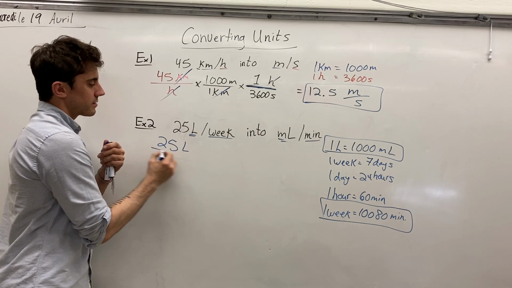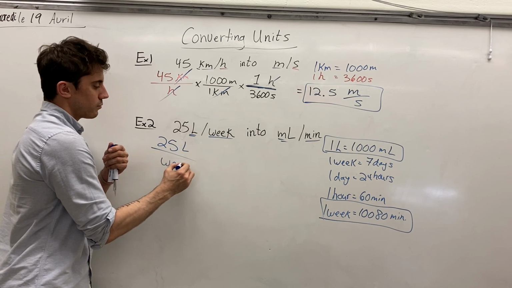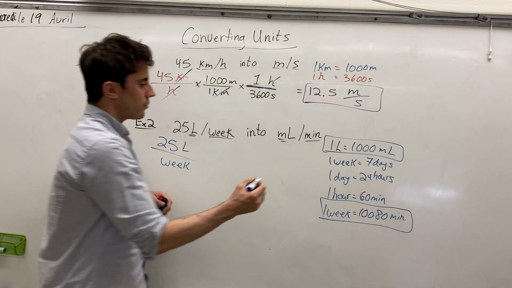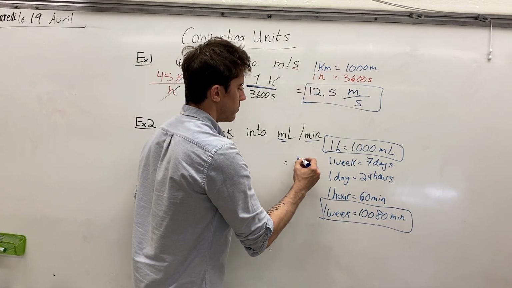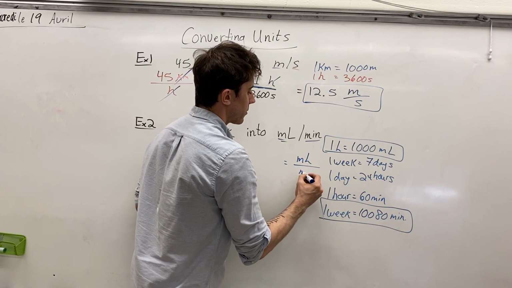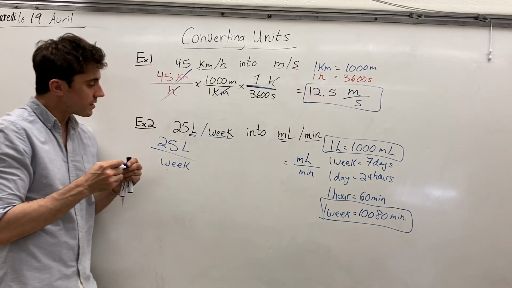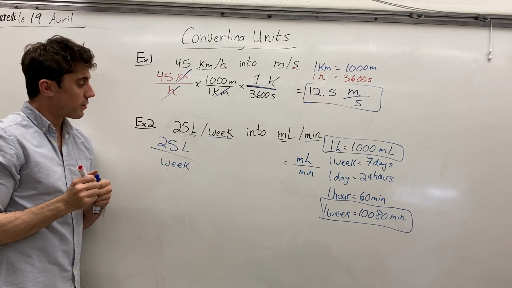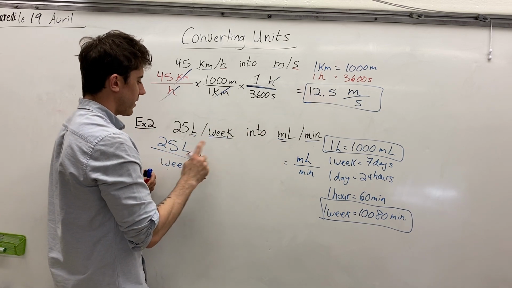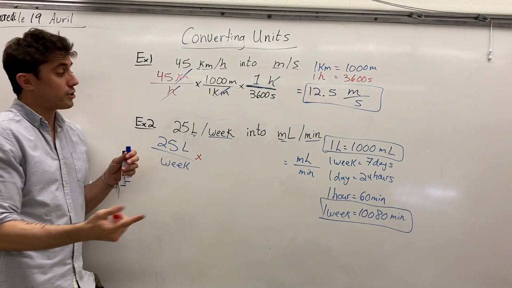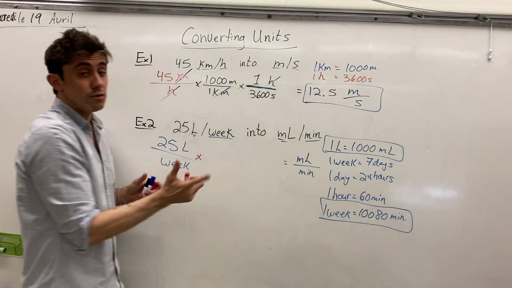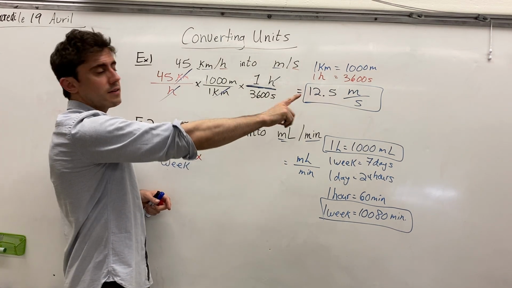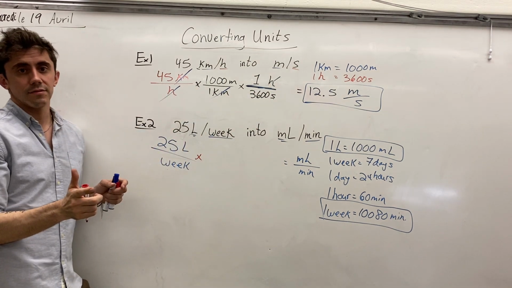So we have 25 liters per 1 week. I'll omit the 1, but it's per 1 week. And we want to end up with milliliters per minute. So we want to change the liters into milliliters, the weeks into minutes. So let's start off by converting the liters into milliliters. We could do the weeks to minutes first, and you can do that if you'd rather, but the order doesn't matter. We're multiplying at every step of the way, and so order does not matter.